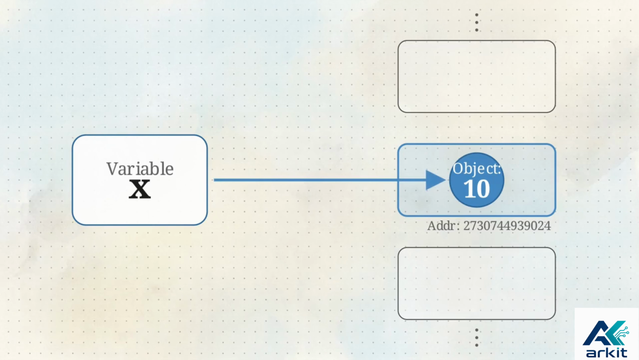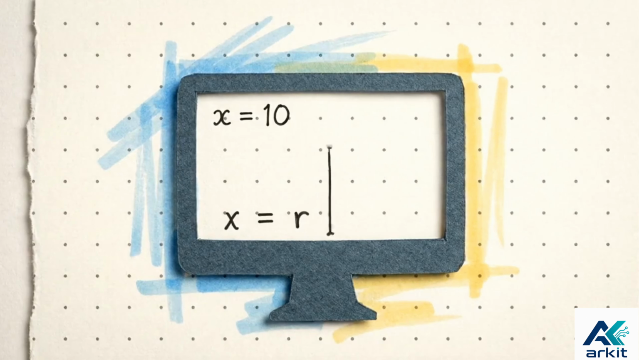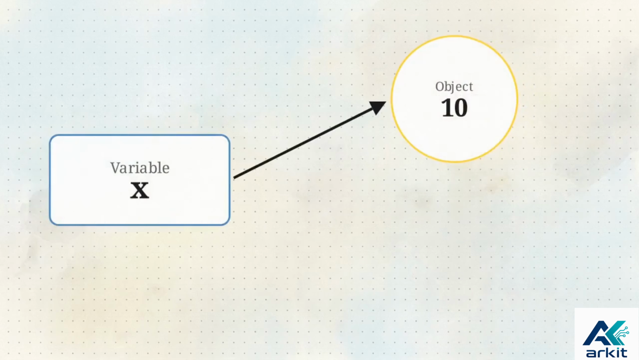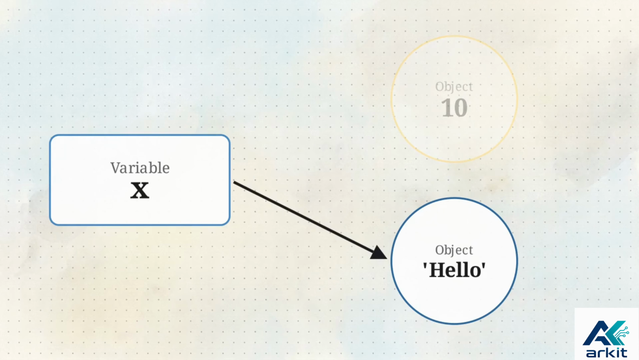This pointer-based system is exactly what makes dynamic typing possible. Because the name is separate from the data, Python can simply move that pointer to a different object whenever the value changes, without needing you to stop and reclassify the variable itself.